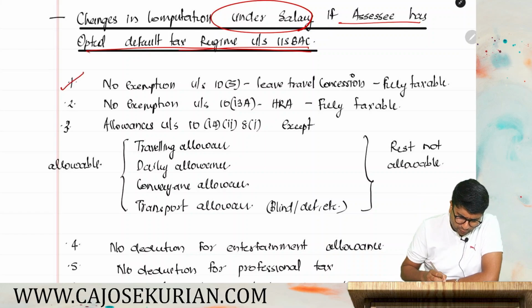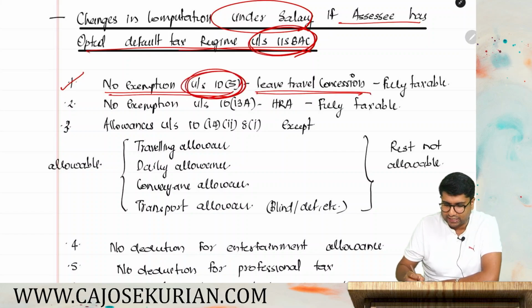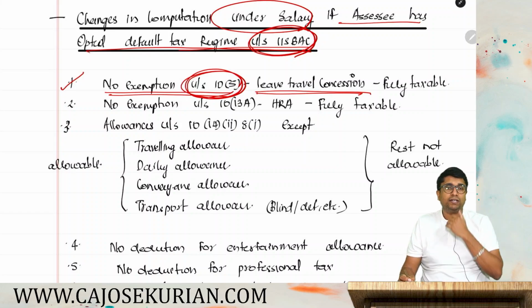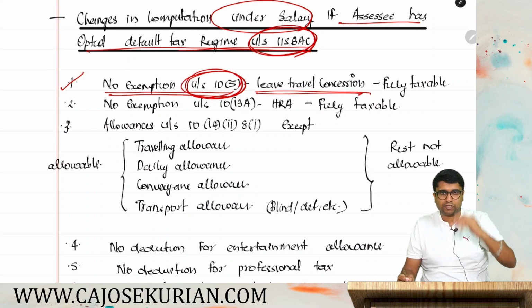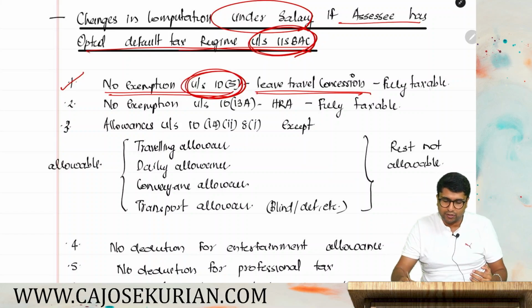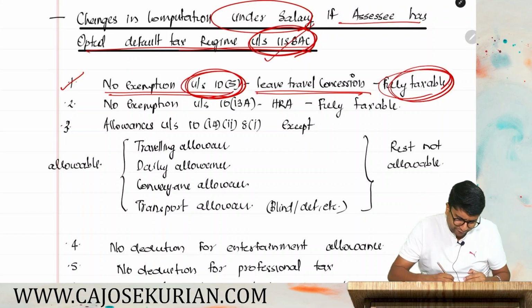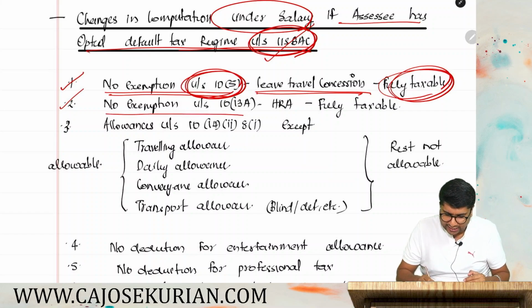Difference number 1: if the employee has opted for 115BAC, then the employee cannot claim the exemption under section 10(5), that is the exemption for leave travel concession. Hope you remember the exemption under 10(5), leave travel concession, the traveling cost exemption. The entire traveling cost reimbursed by the employer shall be fully taxable in the hands of the employee if the employee has opted for 115BAC.